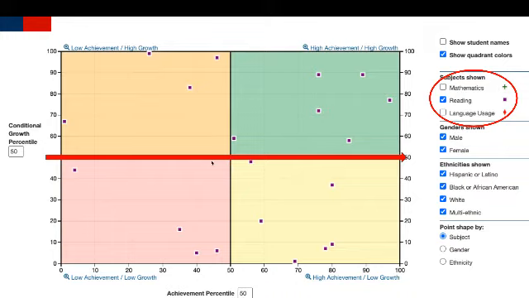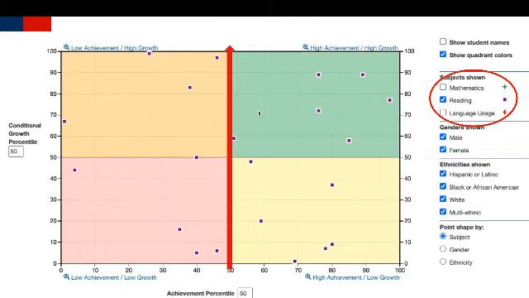So if students were to be right on that 50th percentile line, their achievement level would never be any higher or lower from test to test if they were growing right at the 50th percentile. If they're growing below the 50th percentile, their achievement is actually getting worse. If they're growing above the 50th percentile, their achievement is getting better.